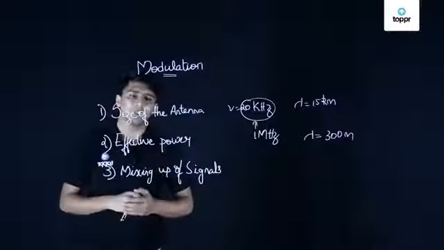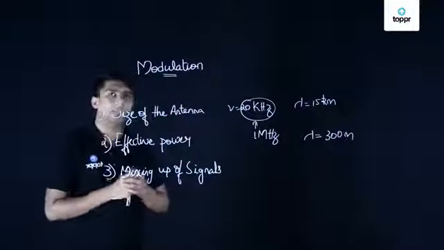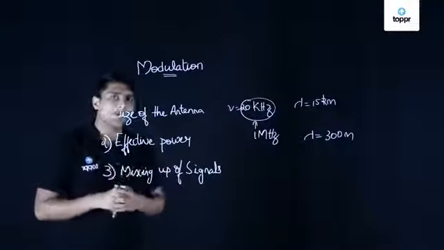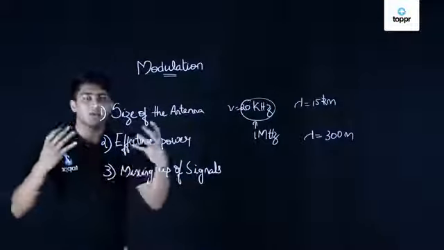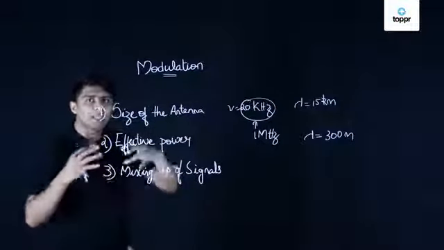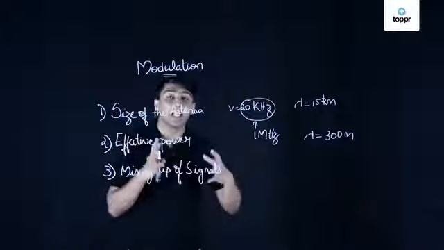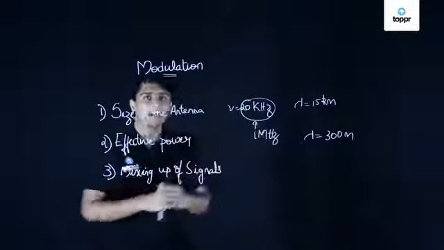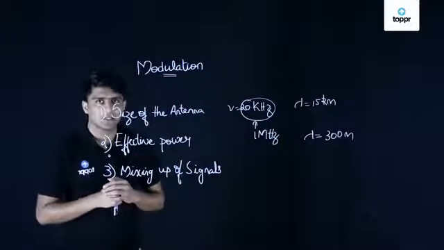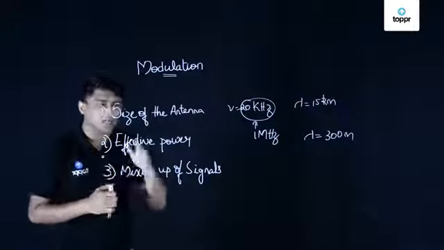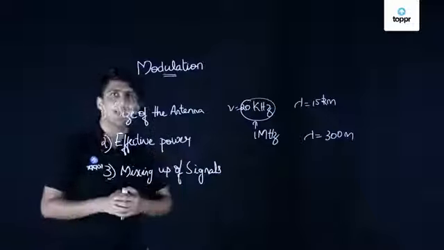Now we are going to discuss the effective power radiated. When we are modulating a signal, the frequency of the signal is improved, which means it gets more power to reach the receiver end in a very good manner. So for very good communication, we need modulation as well. By using modulation, the effective power will be increased.